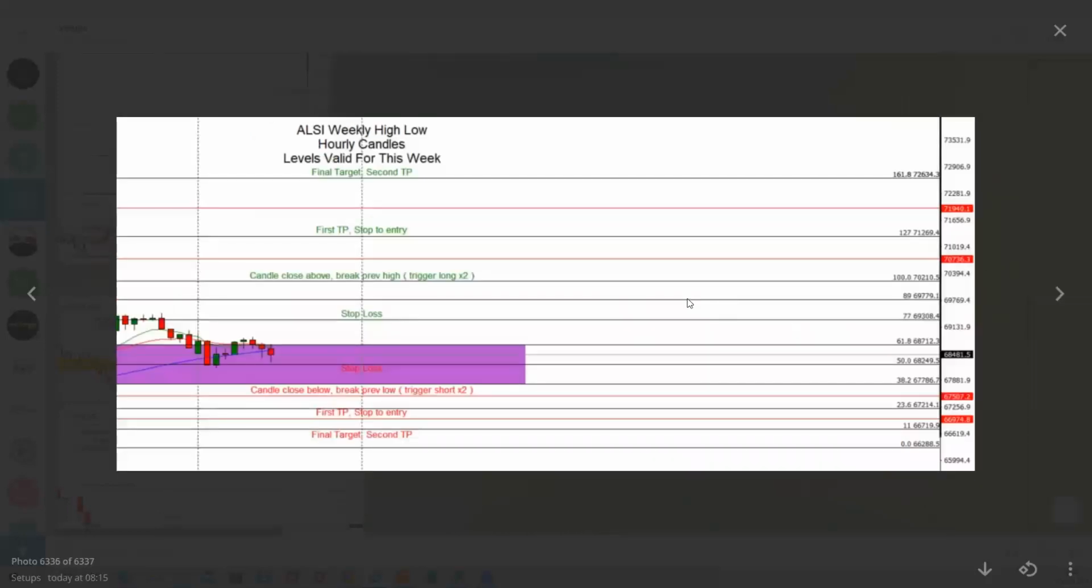On the Aussie weekly high low, currently between levels of 50 and 61.8. If you look at the moving averages, trend is down. That's again trend is down, so we want a candle close below the 38.2, break previous candle low to aim for the 23.6 first TP, 11 second TP, stop loss being at the 50. Remember guys, same rules apply with the red lines.